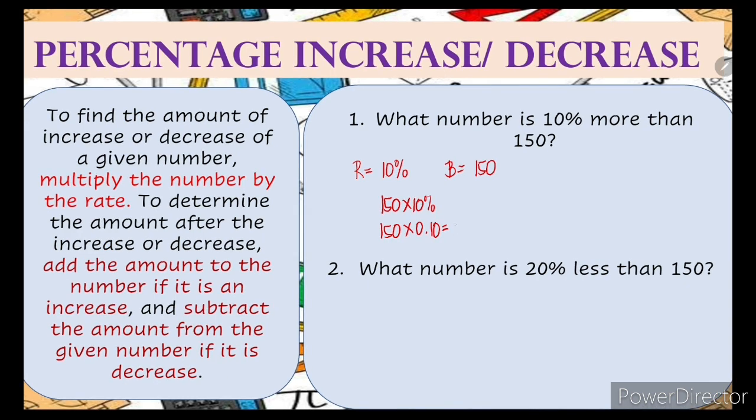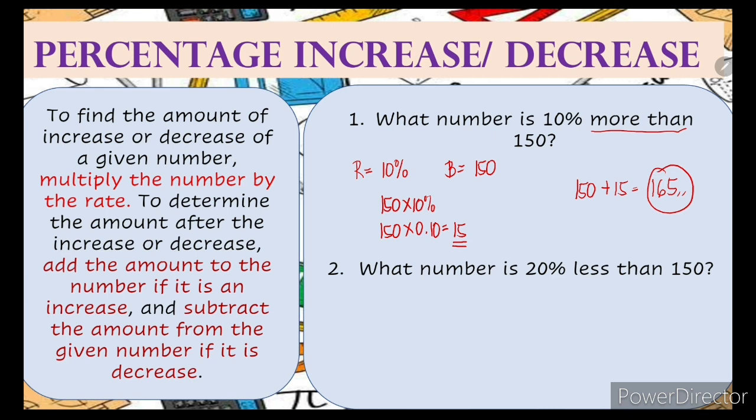is equal to 15. Now, the next step, sabi dito more than. So, increasing siya. We will add the amount to the number, which is 150. I-add natin yung amount na nakuha natin, which is 15. So, 150 plus 15 is equal to 165. So, the number that is 10% more than 150 is 165.